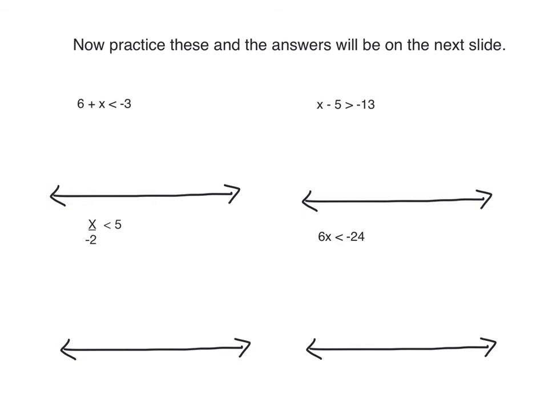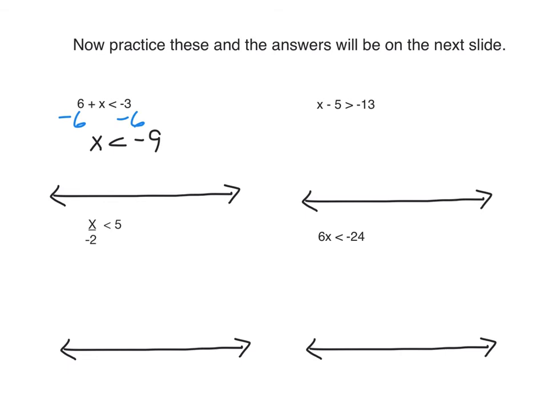Okay, the first one, x is being added by 6, so that means you subtract 6 from both sides. That leaves us with x is less than, and that's a negative 9. Now do not flip the sign because this is just subtraction.